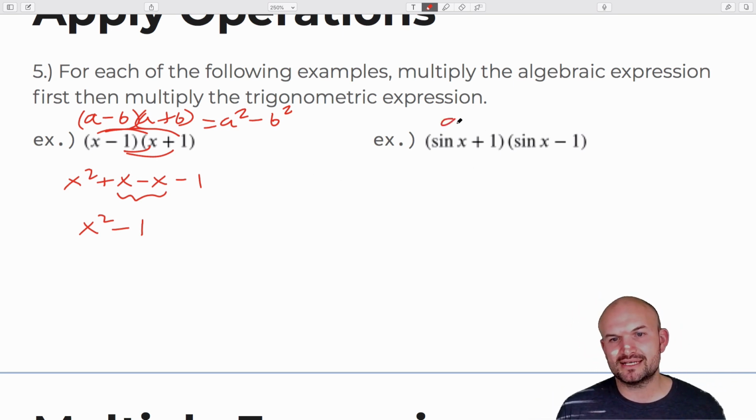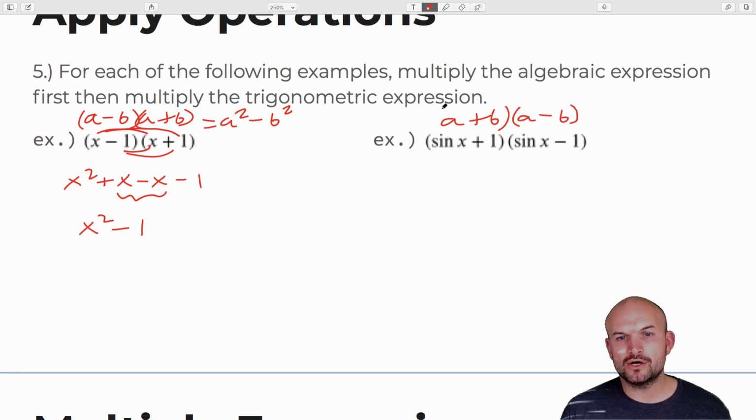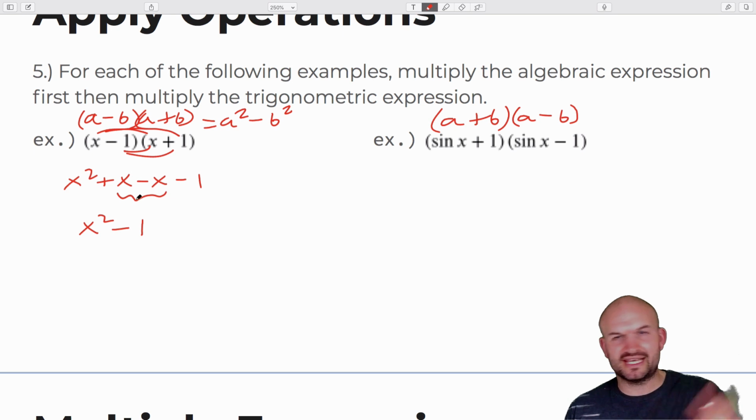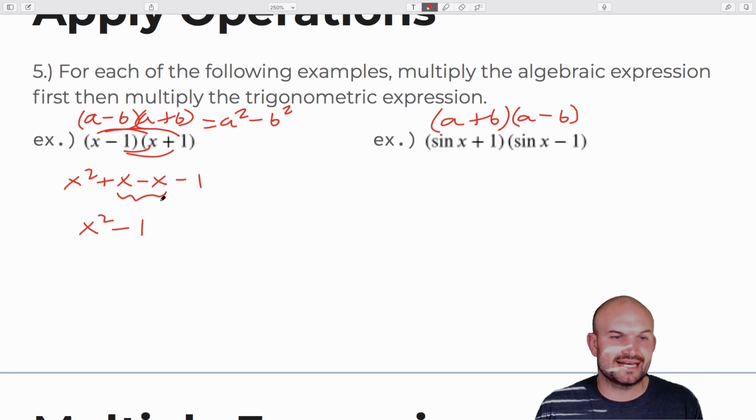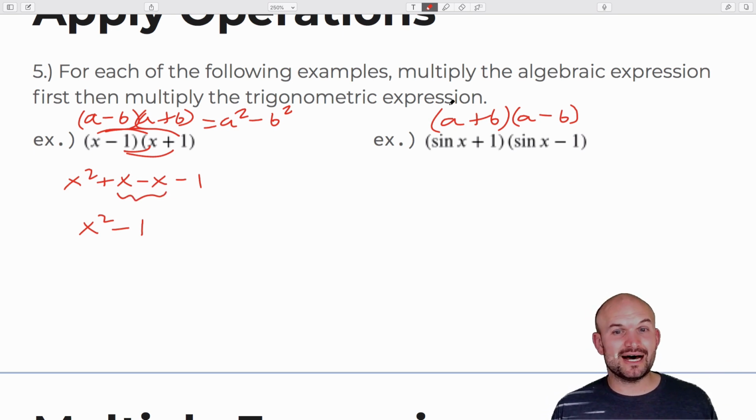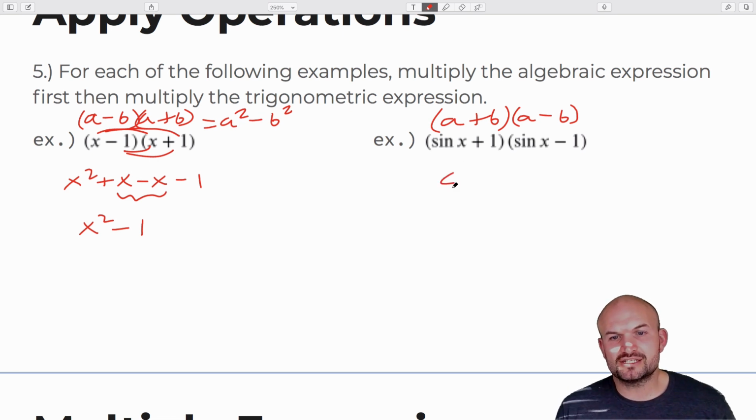You hopefully recognize again, oh, this is another difference of two squares. So why go through all of these steps of multiplying everything out and adding up the middle terms, when you can just apply the square of the first term minus the square of the last term? Since they're both the same, this is just going to be sine squared of x minus 1 squared, which is just 1.